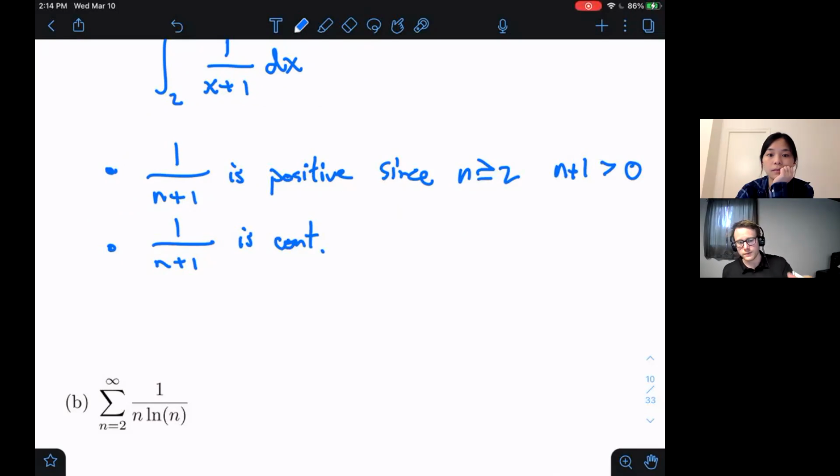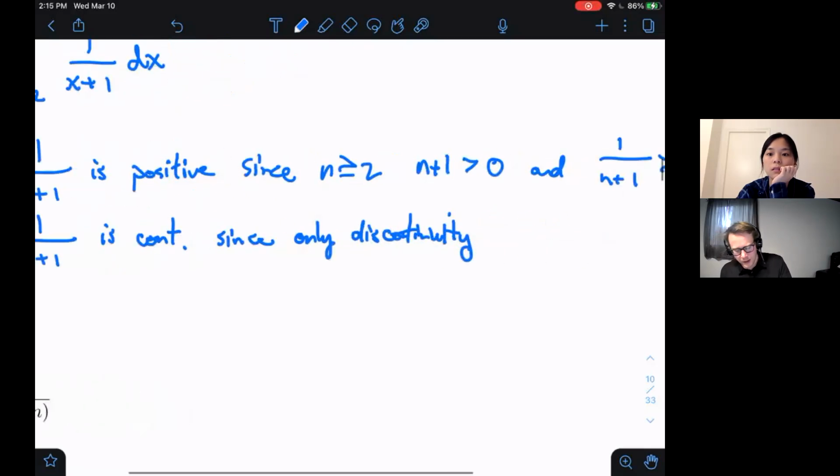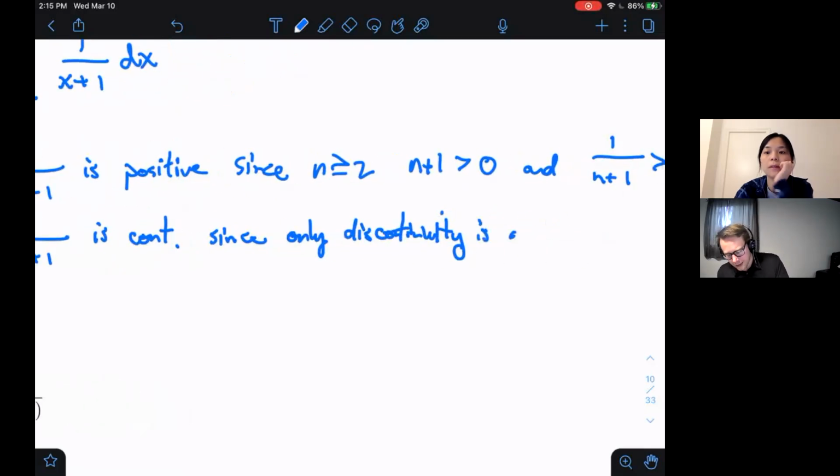So in particular, we have division. So if we divide by 0, that would be an issue. So it's continuous since, and we'll say that the only discontinuity is at n equals -1.